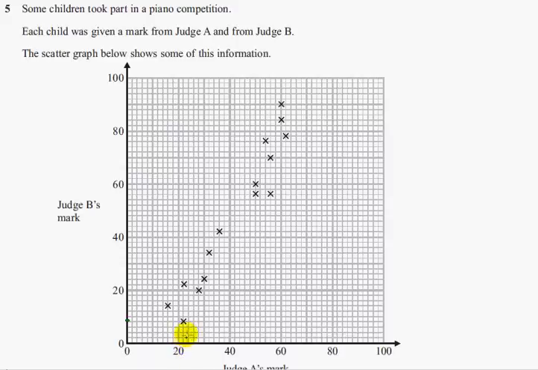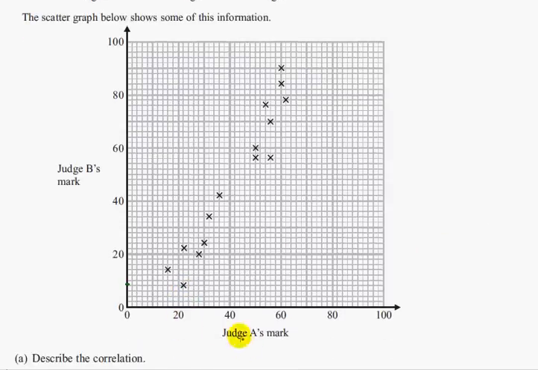So for example, this child here, Judge A gave this child a mark of 22 and Judge B gave this child 2, 4, 6, 8, so a mark of 8.